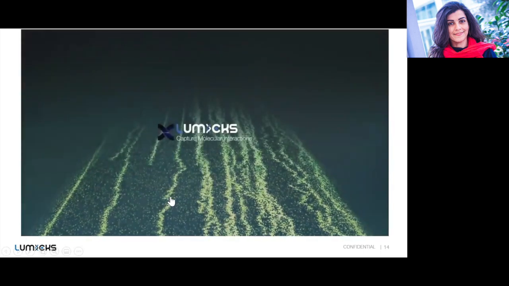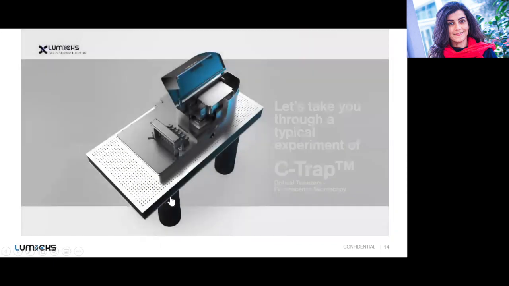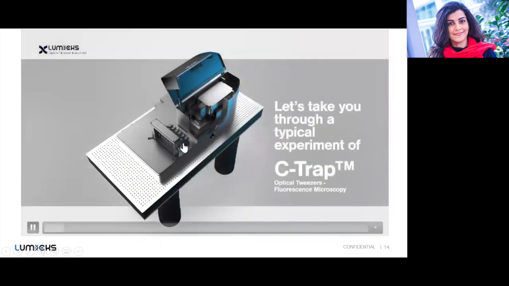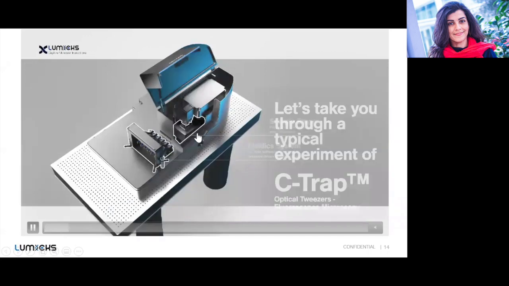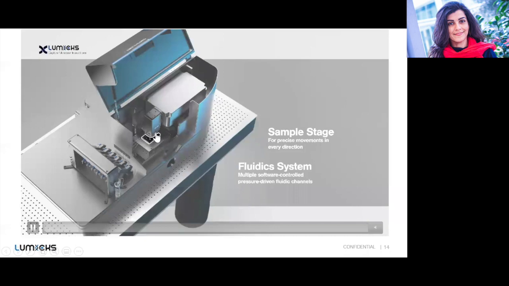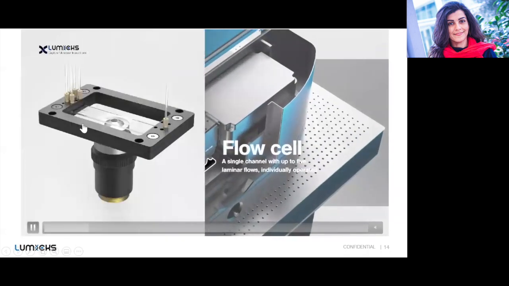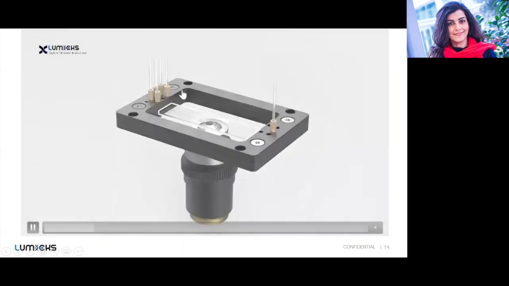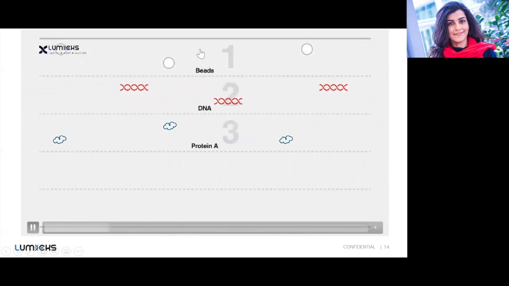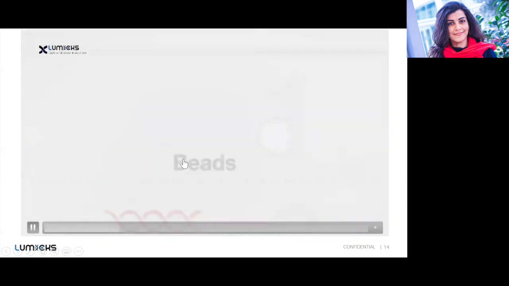So this is a very nice video that shows the workflow of C-Trap. As I said, C-Trap has a microfluidic system, which you can see here with the flow cell that works with the laminar flow, and it makes experiments much easier. This is the design for the flow cell, and depending on your assay, you can have a different number of chambers, and you can flow in the different components of your assays in these chambers.